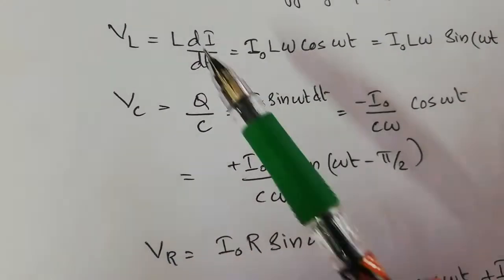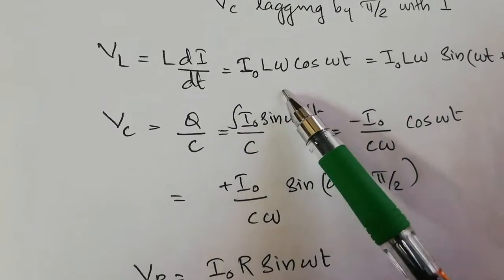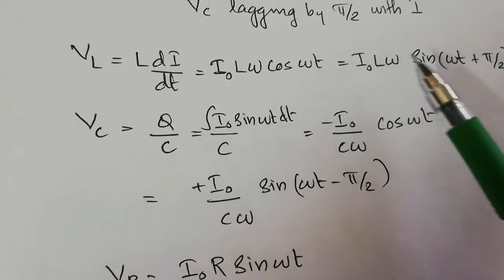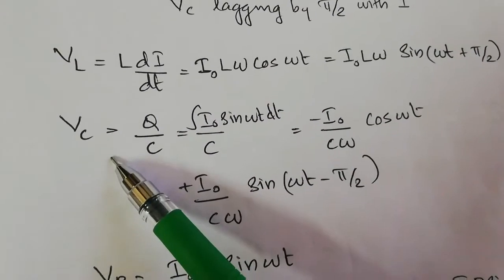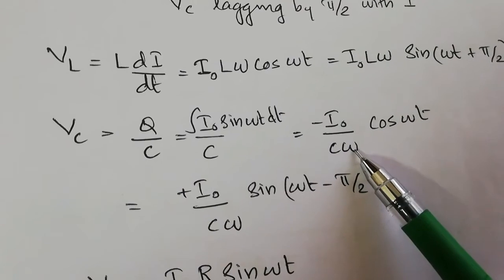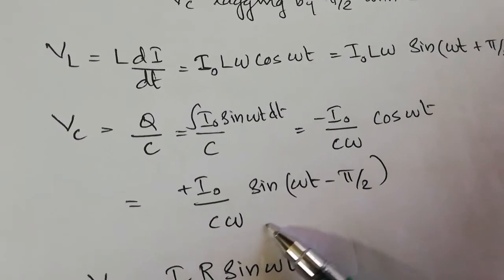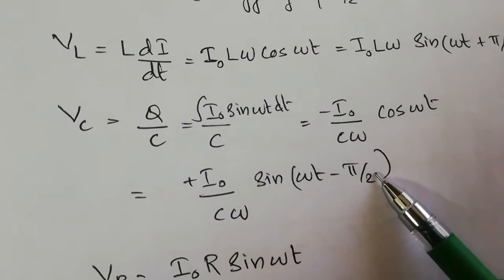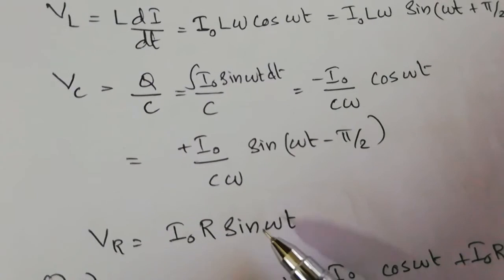So VL is equal to L di by dt, that's equal to I0 L omega cos omega t. In alternative format it is given like this. And VC is equal to Q by C, which we get as minus I0 by C omega cos omega t. In alternative format, I0 by C omega sin of omega t minus pi by 2. And also we know VR is equal to I0 R sin omega t.